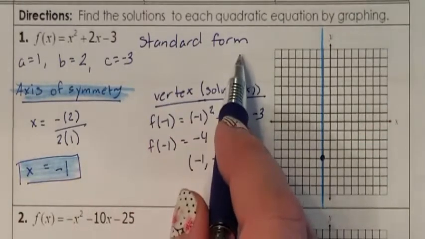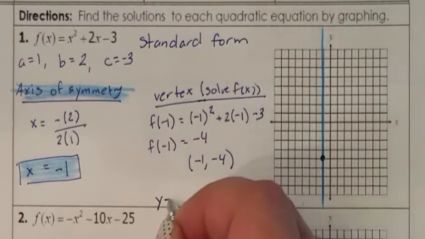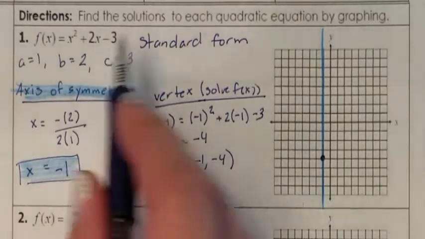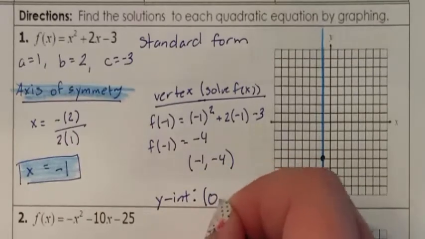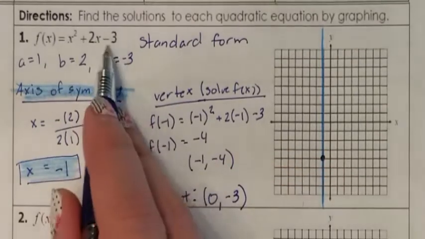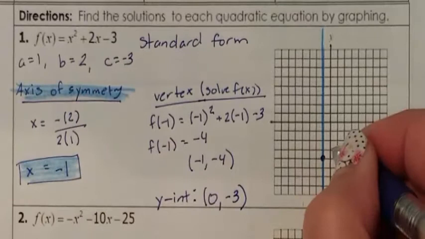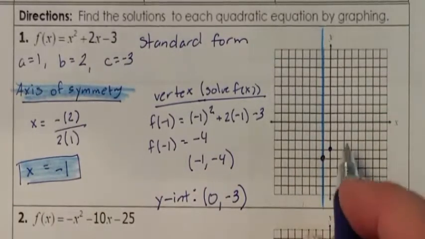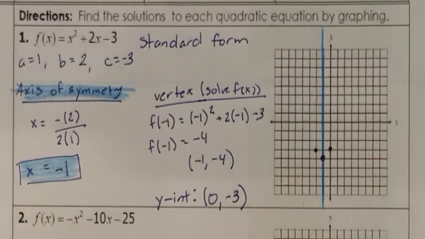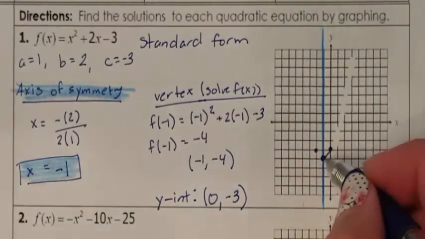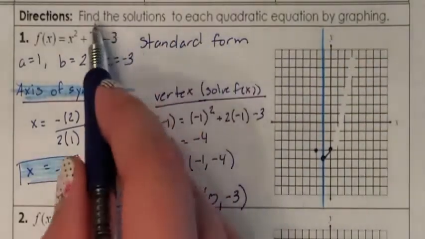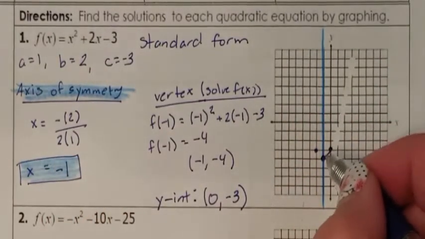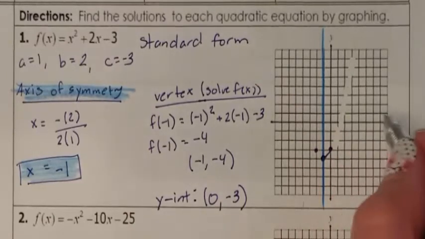Because it's in standard form, the next thing you do is look for the y-intercept. My y-intercept is C. So my y-intercept is at the coordinate point 0, negative 3. It crosses the y-axis at negative 3. Across the axis of symmetry, there is also another one the same distance away. So I cannot just connect these and be done. I am looking for the solutions, which means I need to know where it crosses the x-axis. I currently have no idea where it crosses the x-axis.